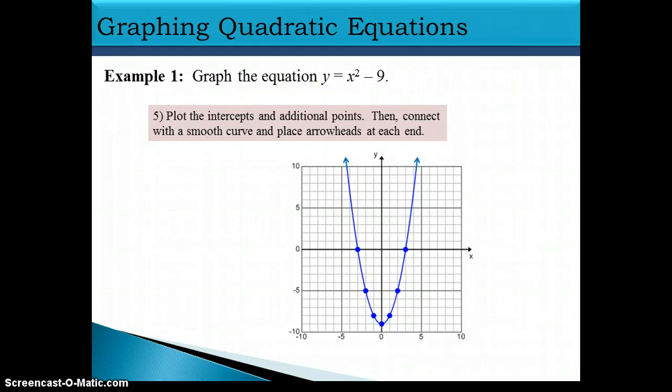So we'll do several more examples in class, and just remember to go through these 5 steps. And when you're solving the quadratic equation you get when you find the x-intercepts and plug in 0 for y, just remember that you're solving those equations by factoring. So go through those usual steps for factoring and you'll do fine.